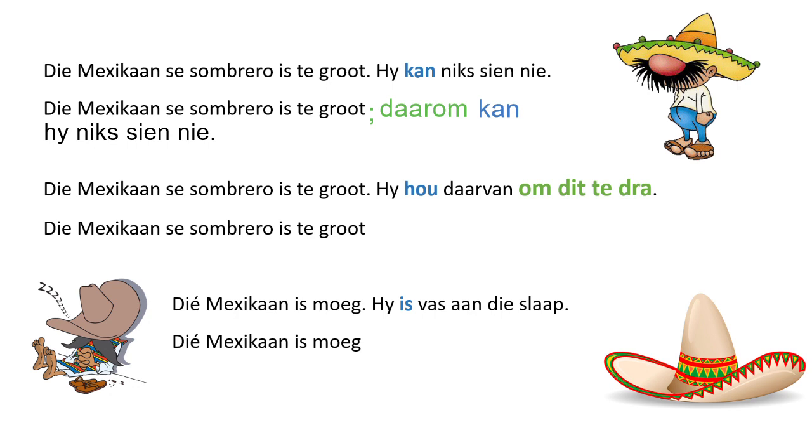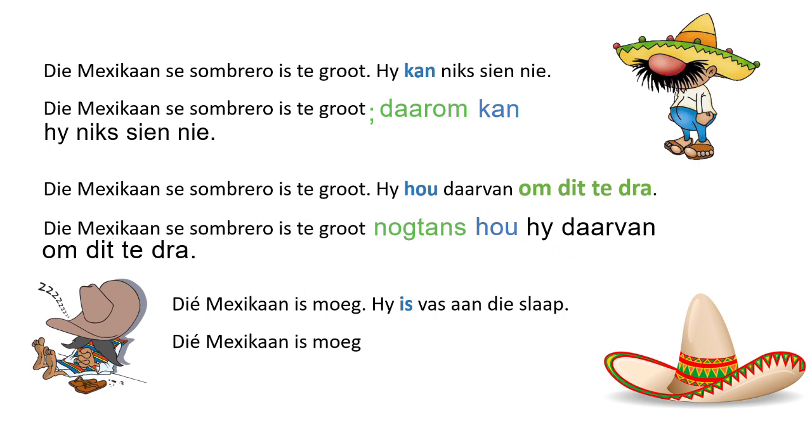Die Mexicaan se sombrero is te groot. Hy hou daarvan om dit te dra. In this sentence, I've included om dit te dra, which is the infinitive. And nothing can be written after the infinitive unless it's a nie, and we're not doing ontkenning in this lesson. So how are we going to do this one? Die Mexicaan se sombrero is te groot, nogtans hou hy daarvan om dit te dra. See again, we moved hou to the front, and the rest of the sentence stayed in the same order.